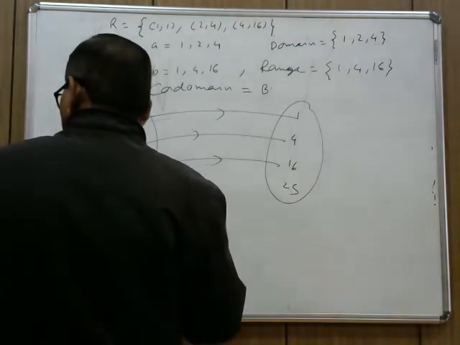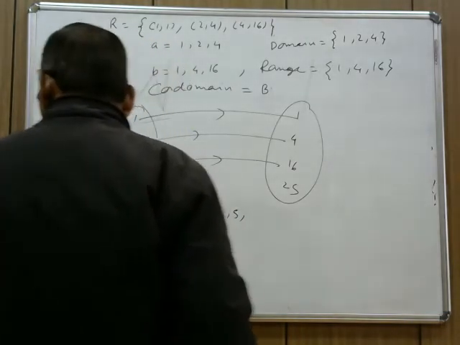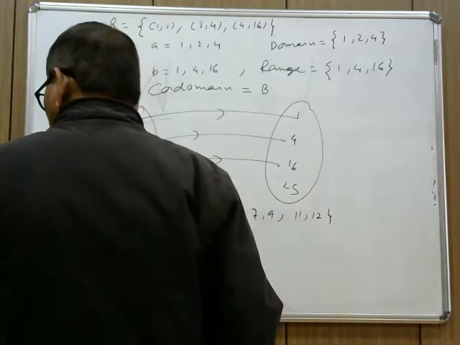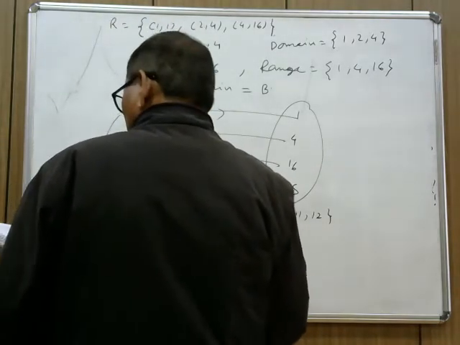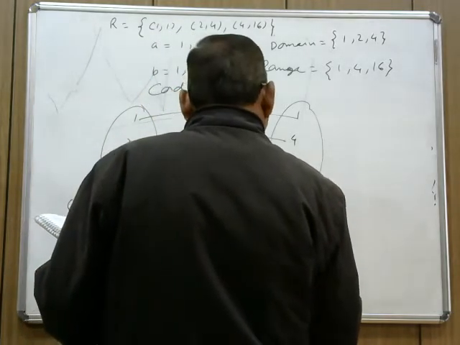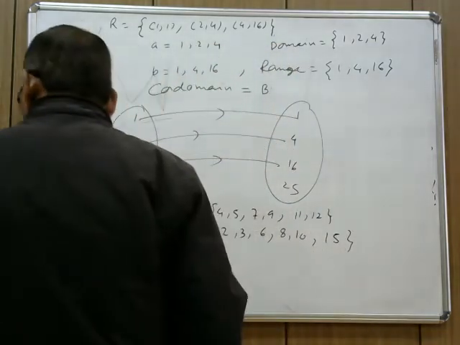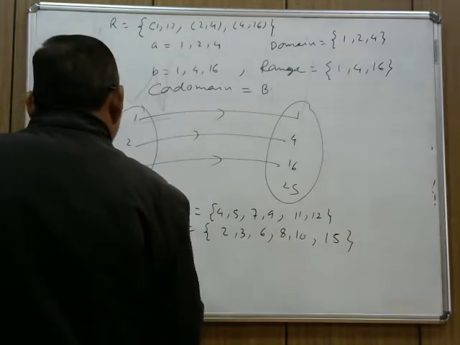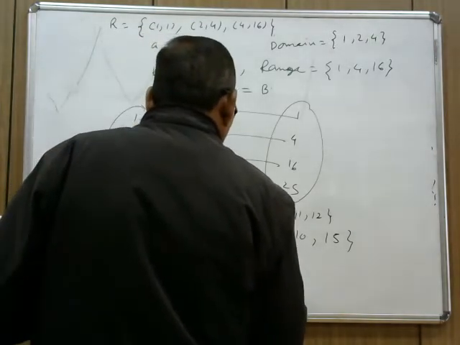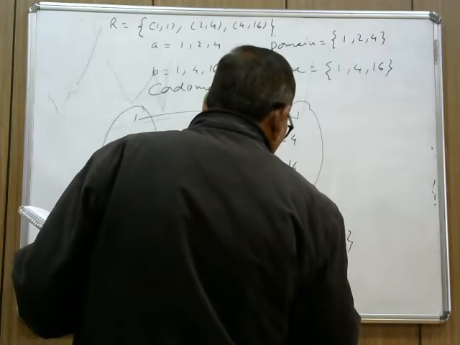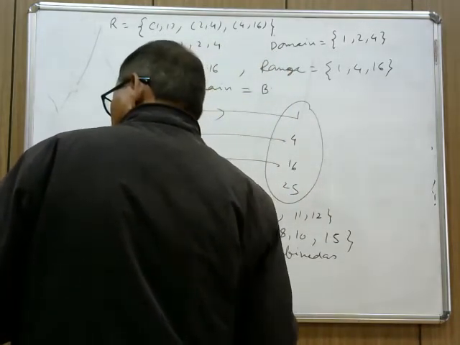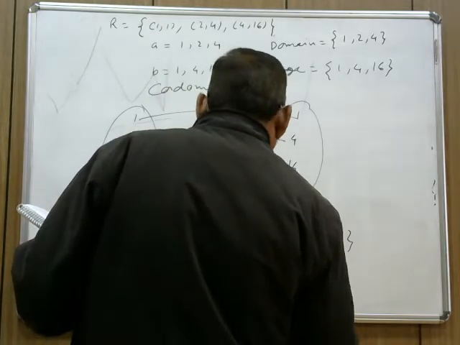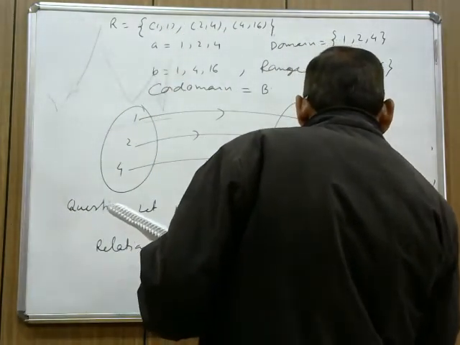Let set A equal to {4, 5, 7, 9, 11, 12} and B equal to {2, 3, 6, 8, 10, 15}, and relation R from A to B is defined as R equals to the ordered pairs (a, b) such that b equals a plus 1, where a belongs to A, b belongs to B.